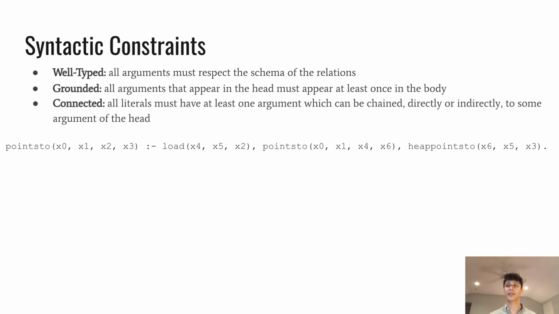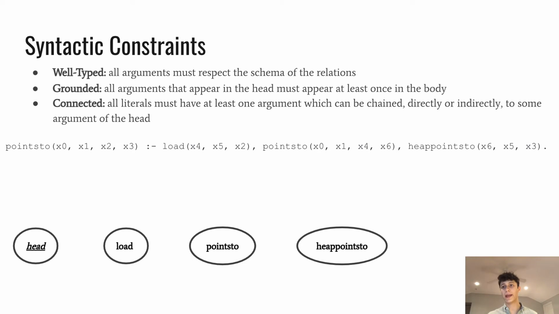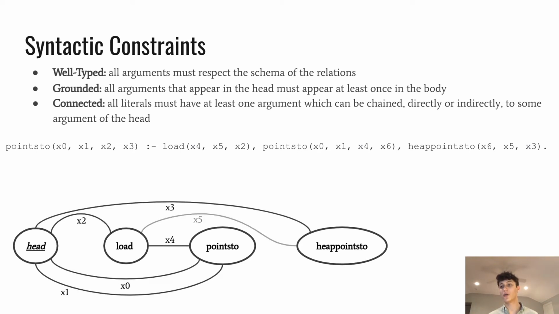And each rule must be connected. So if we represent each relation in a rule with a node and connect two nodes when they share an argument, then the head must be reachable from each node in the graph through a path. This is done because if there's a relation unconnected to the rest of the body, it won't affect the results of the rule, but it will significantly slow down the interpreter.